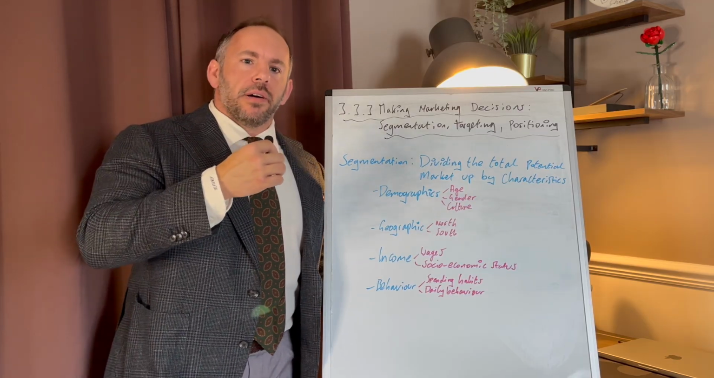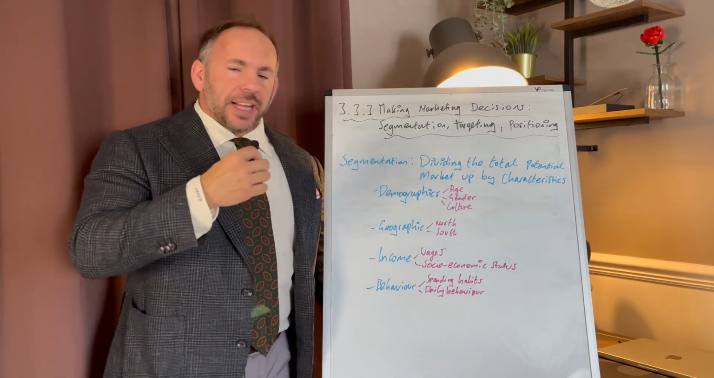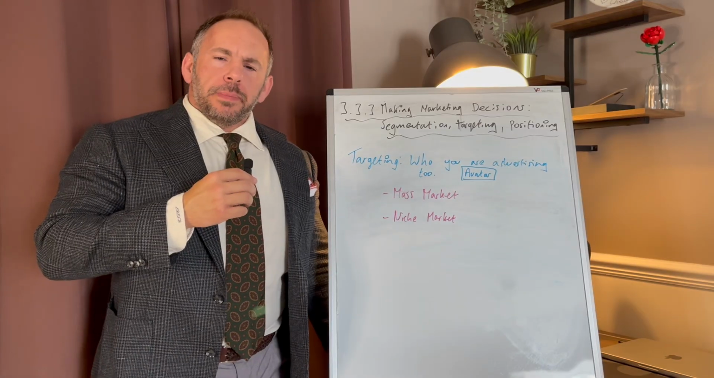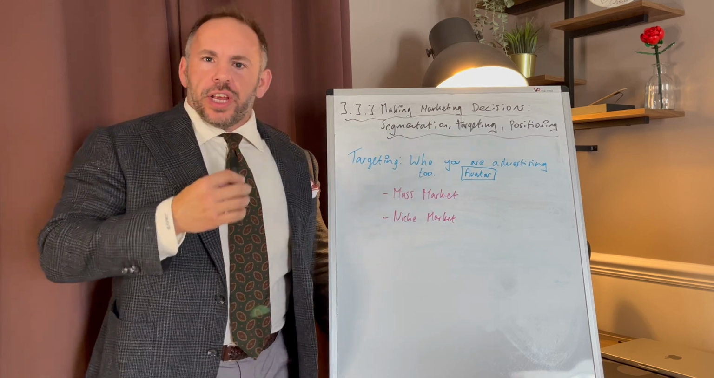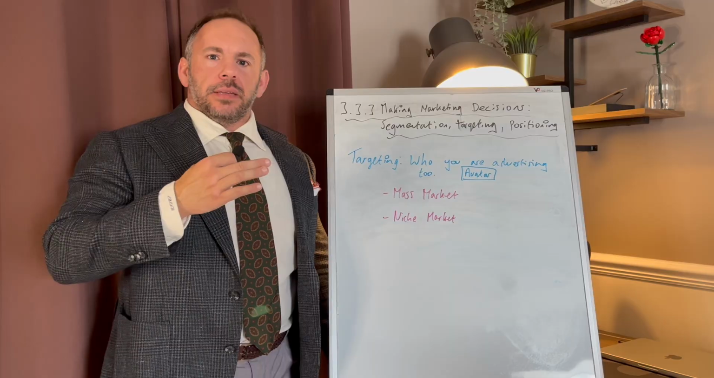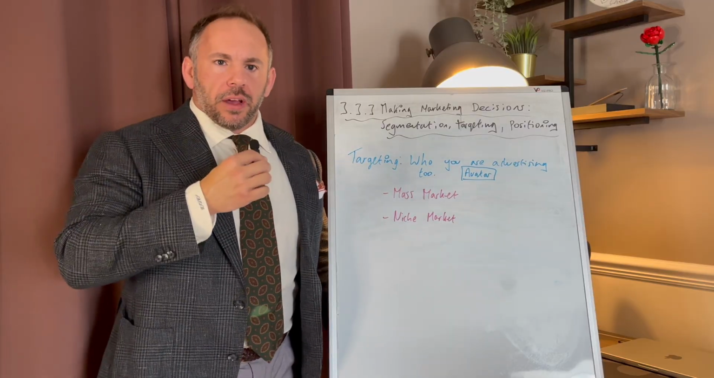So we segment the market in these 4 potential ways. Let's have a look now at targeting. So a business has conducted its segmentation. It's segmented by age and gender and culture, perhaps. So it knows it's going to aim, say, at men of a particular age with a particular cultural background.